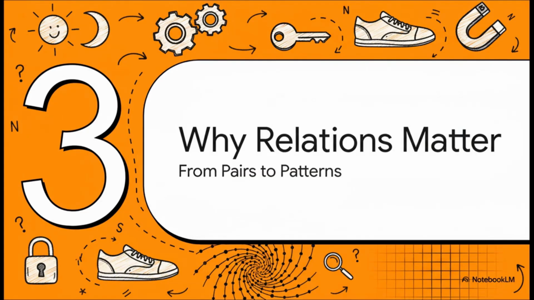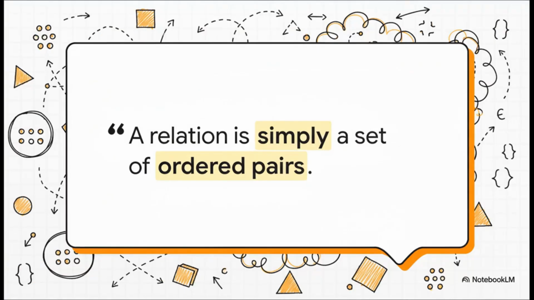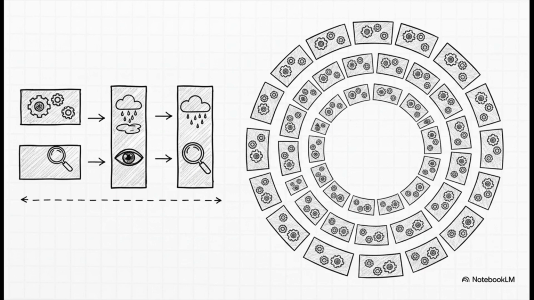So yeah, we've established they're everywhere. But so what? Why does this simple idea of just pairing things up matter so much? What's the big picture here? Well, let's circle back to that core definition one last time, because its simplicity is exactly where its power comes from. A relation is simply a set of ordered pairs. All we're doing is creating a formal mathematical way to say a connection exists here. And that, right there, is why this matters so much.